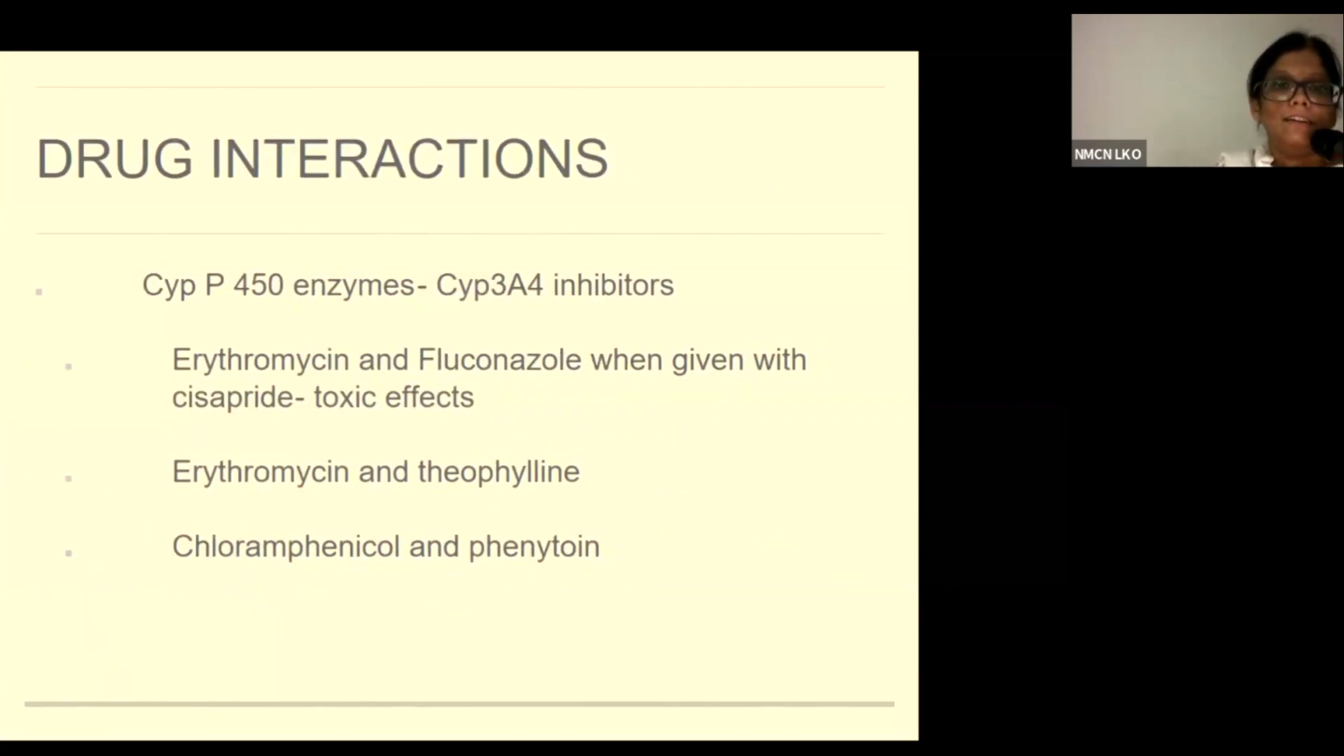Then coming to certain drug interactions. We know that with cytochrome P450 enzymes and cytochrome 3A4 inhibitors, there can be various drug interactions. The classical examples are erythromycin and fluconazole, which can have toxic effects when given with cisapride. Erythromycin and theophylline are not to be combined. Chloramphenicol and phenytoin are also not to be combined.